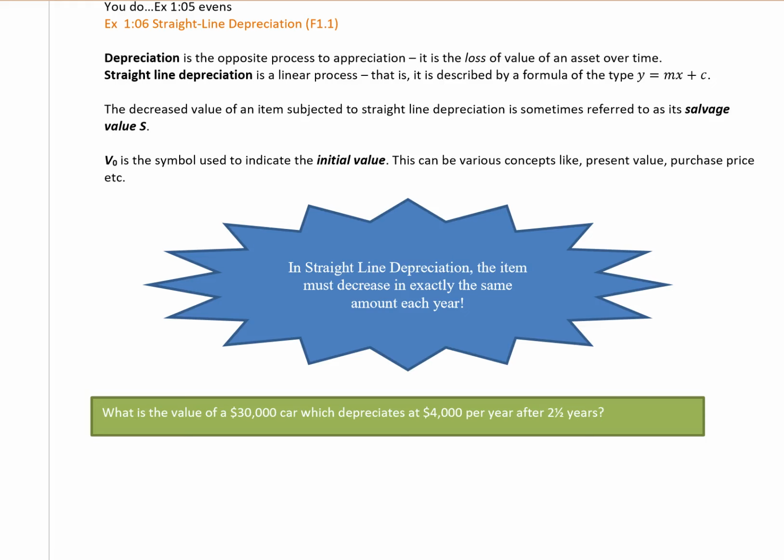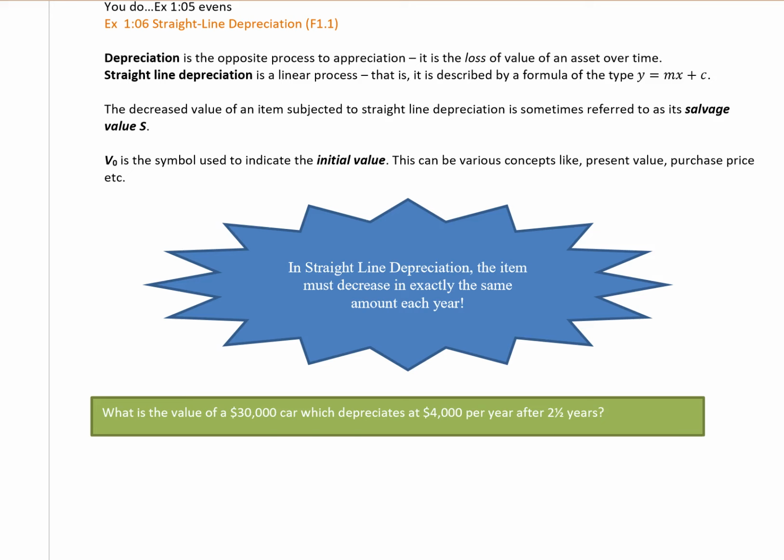In exercise 106, we're going to stay with the idea of looking at the value of an item. Now, in 105, we saw how to calculate the value of an item if it's increasing. In 106, we're going to look at the value of an item that is decreasing in value. Now, an item will decrease in value in one of two ways.